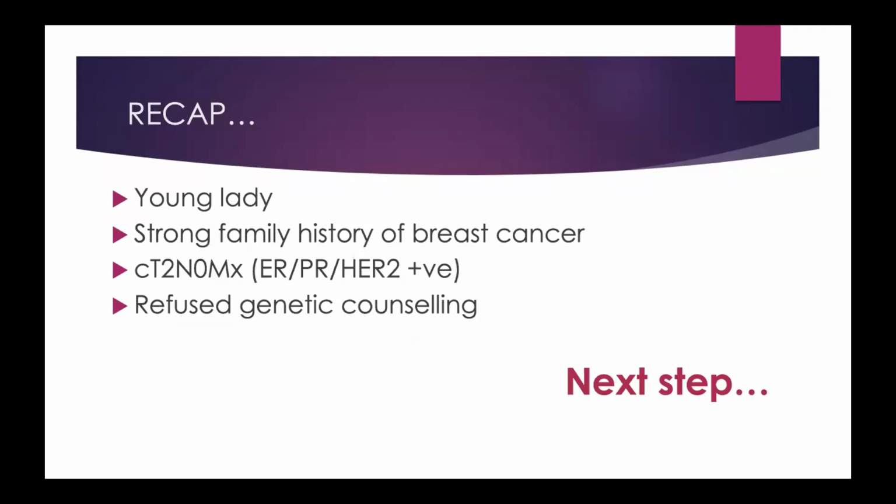This is a young lady with a strong family history of breast cancer, clinically T2 N0 M0, but radiologically it is a 1.2 centimeter lesion, ER/PR and HER2 positive, and she refused genetic counseling. So what is the next step at this moment?